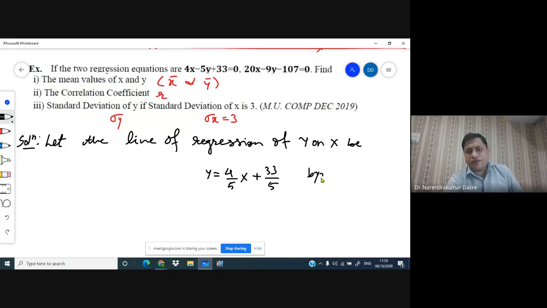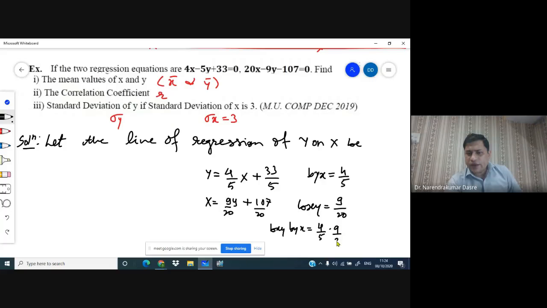So I can have byx is equal to 4 by 5. And this line, so what you can have is x is equal to 9y minus 107, this will become plus, by 20. So I got bxy is equal to 9 by 20. Consider the product of these two. So bxy into byx, it's going to be 4 by 5 times 9 by 20, and what do we get here? So you get 9 by 25.